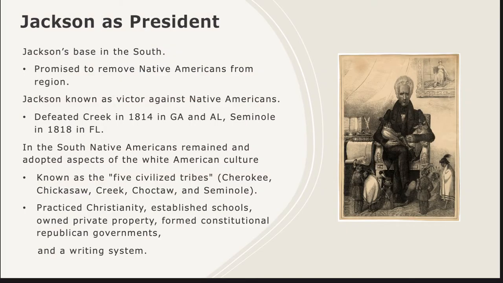Now, when we look at who supported Jackson and who didn't support Jackson, his base, his following, is going to be in the South and in the West. Now, Jackson promised the people of the South that he would remove the Native Americans from the region because the Native Americans were sitting on land that the farmers wanted. It was very fertile, it was a lot of land, and fertile land meant money. So the South wanted Jackson to push the Native Americans off that land.